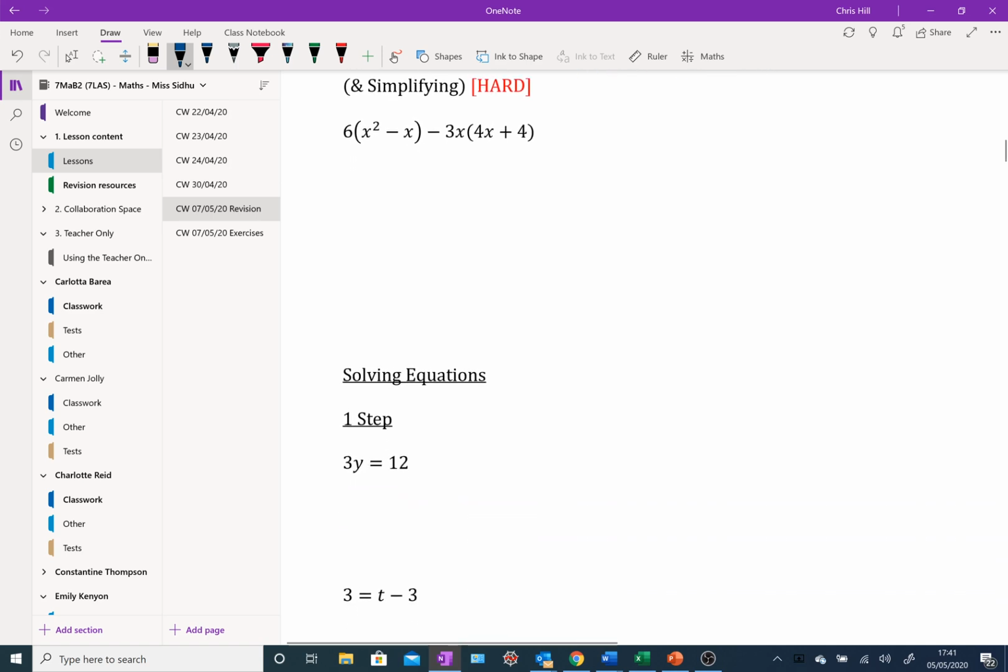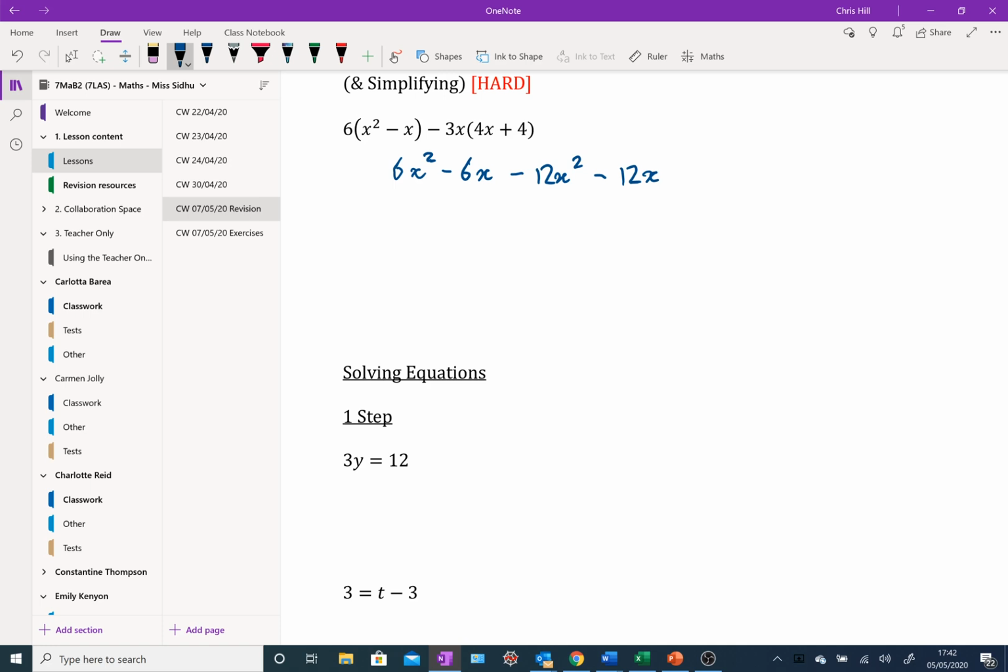Okay, this is a hard example involving other terms, x squared terms and so on, but let's expand this. So that's 6x squared minus 6x. That's the first bracket. So we've got minus 3x times 4x, so that will become minus 12x squared, minus 3x times plus 4. That's minus 12x.